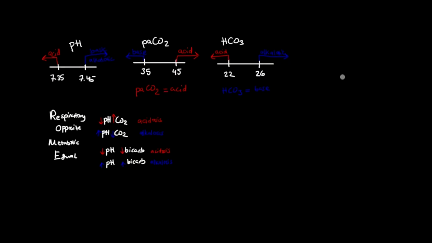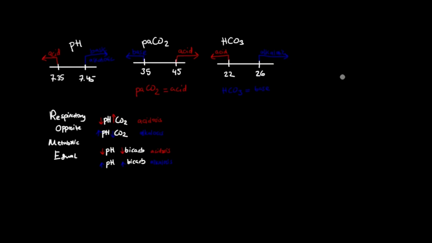And when solving ABG problems, it helps to know the acronym ROME, which stands for respiratory, opposite, metabolic, and equal. Respiratory, opposite. So this tells us that if the ABG situation that we're dealing with is a respiratory issue, whether respiratory acidosis or respiratory alkalosis, the pH and the CO2 are going to be moving in opposite directions. If it's respiratory acidosis, the pH is going to be low, lower than normal, and the CO2 is going to be high, higher than normal. If it's respiratory alkalosis, the pH is going to be high and the CO2 is going to be low.